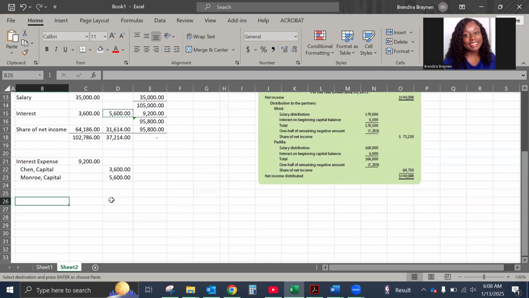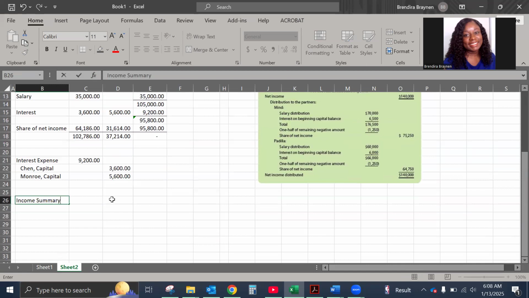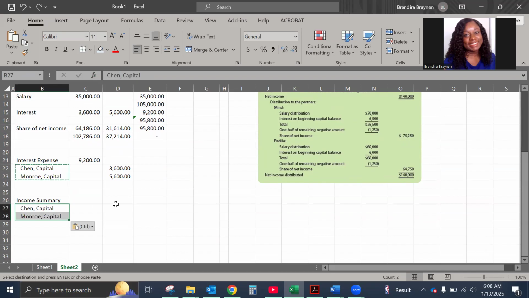So likely that's going to be income summary. And then we're going to have the income summary account. Then we're going to have the same Chen Capital, Monroe Capital, because they all go to the same account. And so that means Chen Capital is going to be credited for the 64. Monroe Capital is going to be credited for the 31. And then the income summary account is going to be credited for the same 95,800, or the sum of the two, which is the same thing.